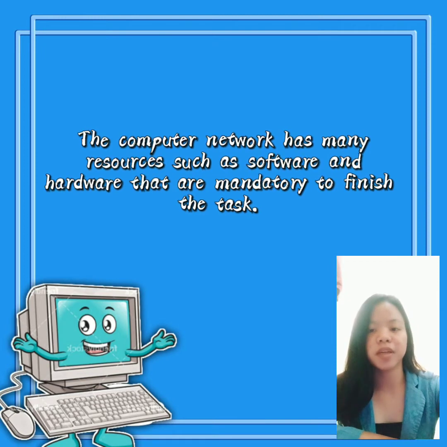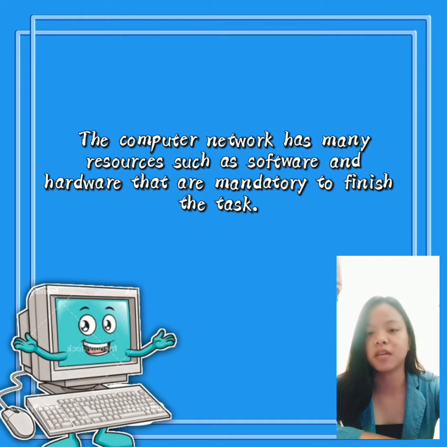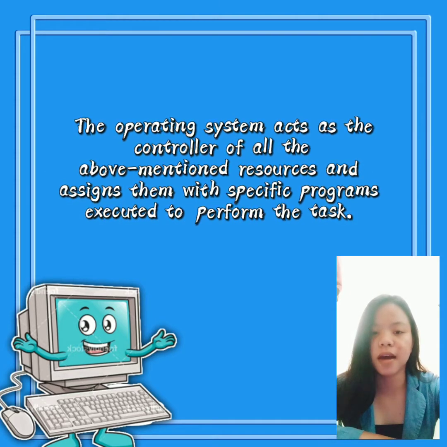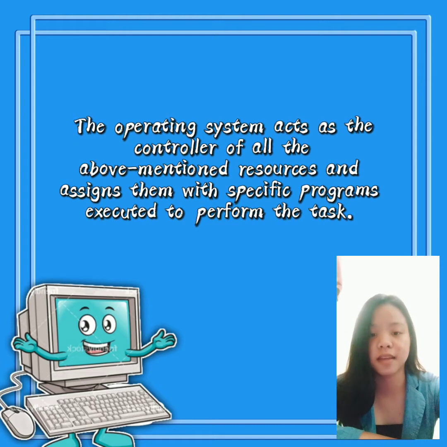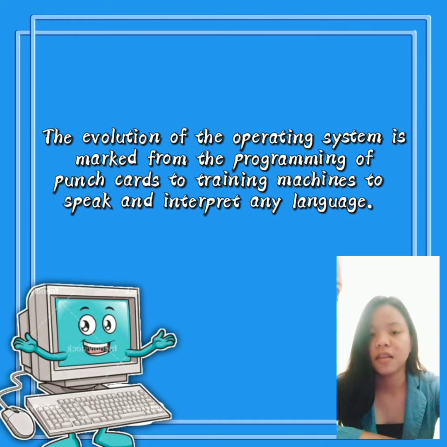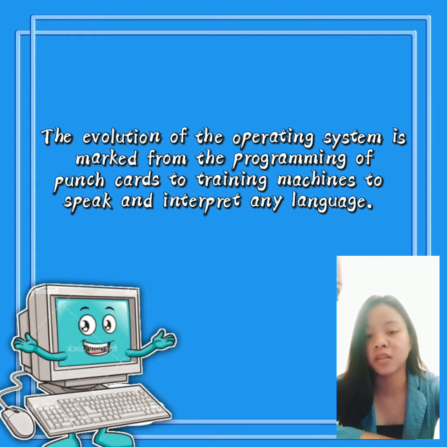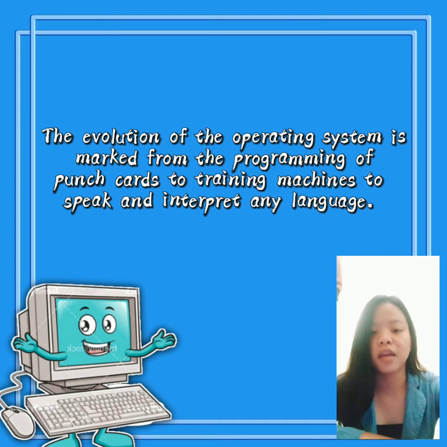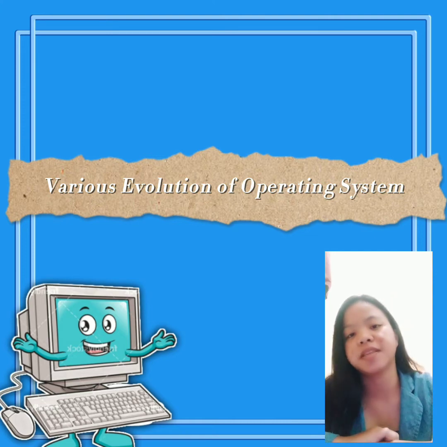The computer network has many resources, such as software and hardware, that are mandatory to finish the task. The operating system acts as the controller of all the above-mentioned resources and assigns them to specific programs executed to perform the task. The evolution of operating systems is marked from the programming of punch cards to training machines to speak and interpret any language. So first, let's start with the various evolutions of operating systems.